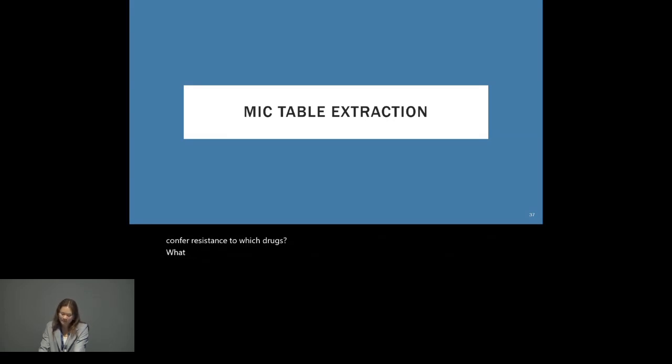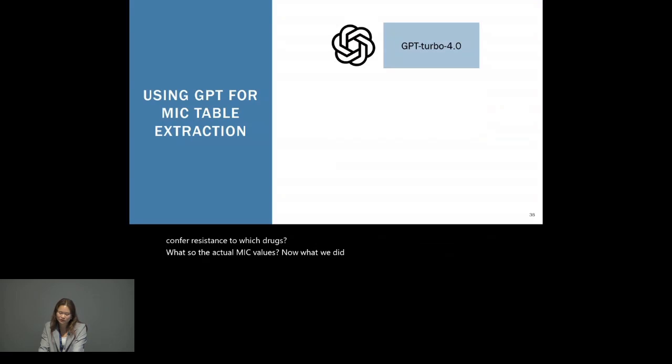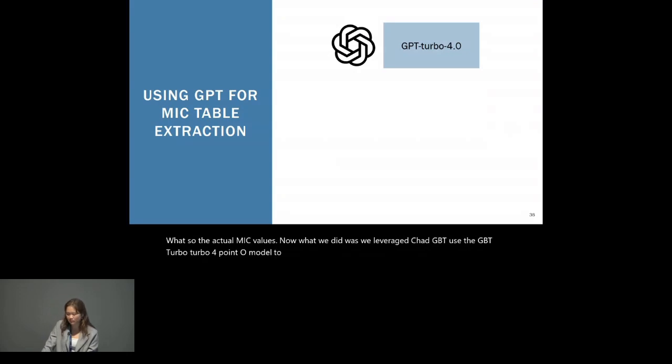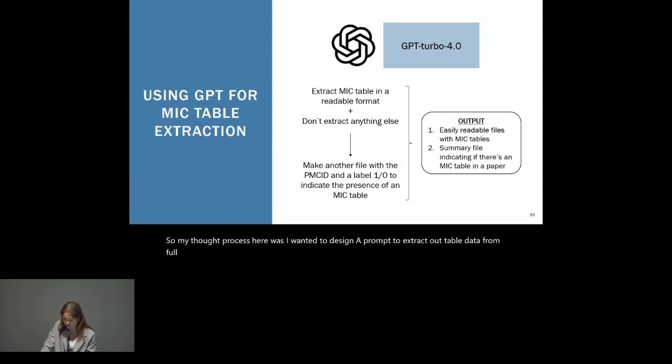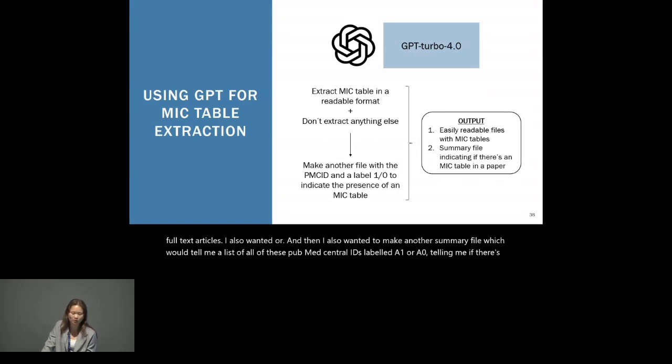For the actual MIC values, what we did was leverage ChatGPT. I used the GPT Turbo 4.0 model to extract MIC tables from these papers. My thought process here was that I wanted to design a prompt to extract table data from full text articles. I also wanted to make another summary file, which would give me a list of all of these PubMed Central IDs, labeled a 1 or a 0, telling me if there's an MIC table involved in that paper.